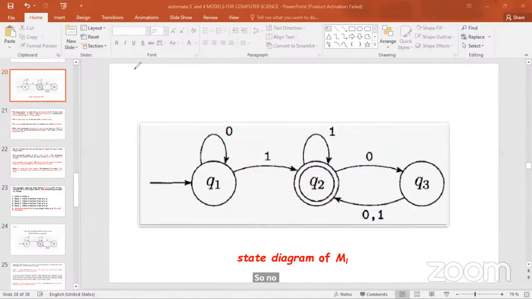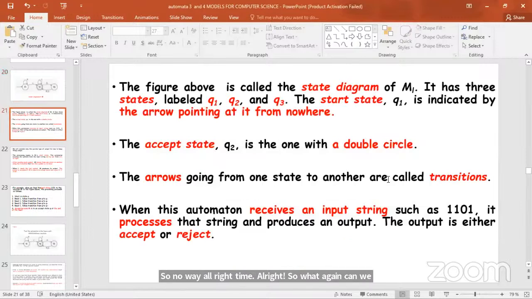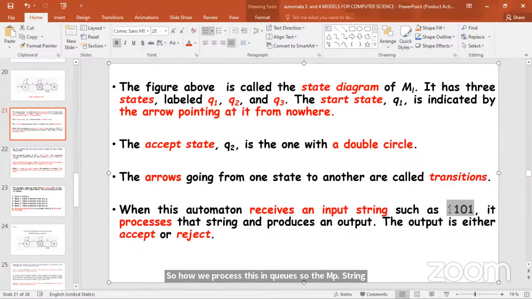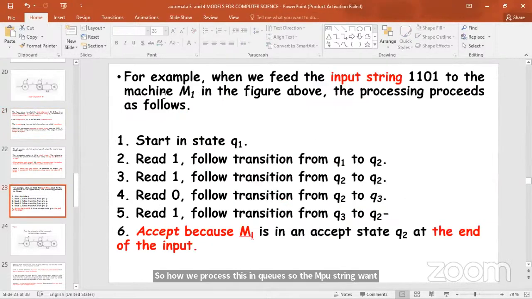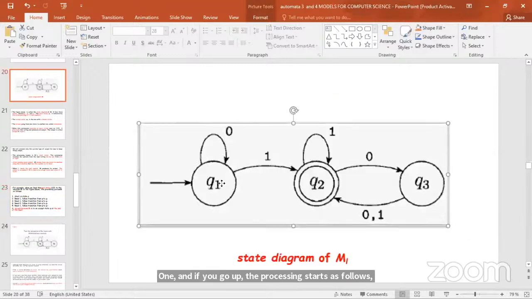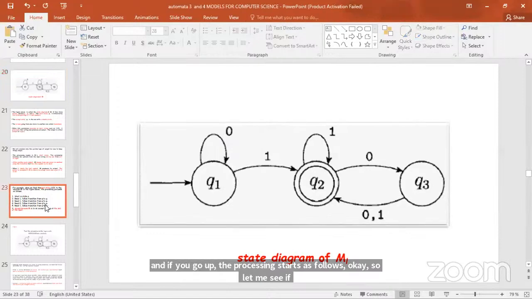All right, so moving on. What again can we look at here? So the arrows going from one state to the other are called transitions. So when this automaton receives an input, such as this string, it processes that string and produces an output. The output is either accepted or rejected. So how do we process this input? The input string we want to look at is 1101. So for example, when we feed the input string 1101 to the machine M1 in the figure, the processing starts as follows. Okay, so let me move this diagram here so it can be easy for us to see.